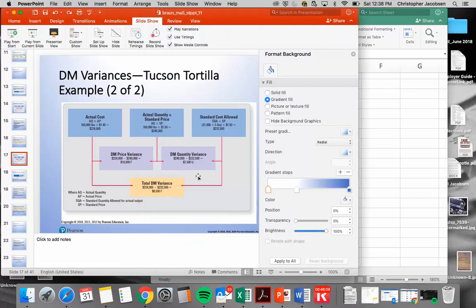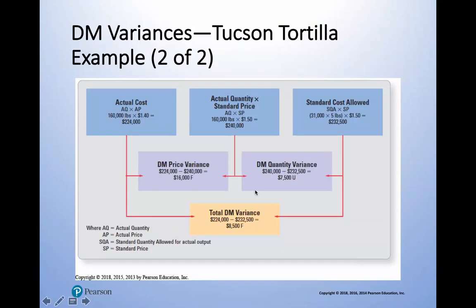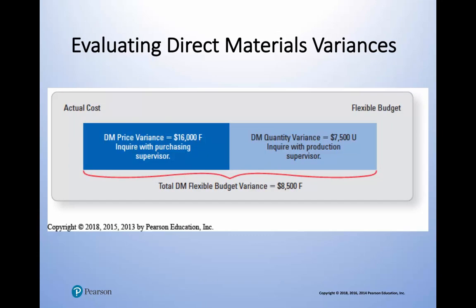All right, that's what we got here. So our total direct material variance is 8,500 favorable. You can do it this way: actual quantity times actual price, actual quantity times standard price, standard quantity times standard price, or you can use your formulas. My suggestion, the way I solve these problems, is to solve using the formulas like I did in the Excel file.